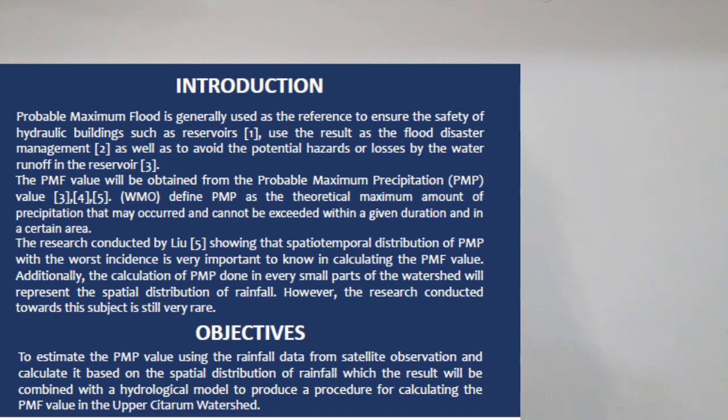The research conducted by Liu in 2017 showed that the spatiotemporal distribution of PMP, with the worst incidence of PMP in every small part of the watershed, is very important to know in calculating the PMF value. However, research on this subject is still very rare.